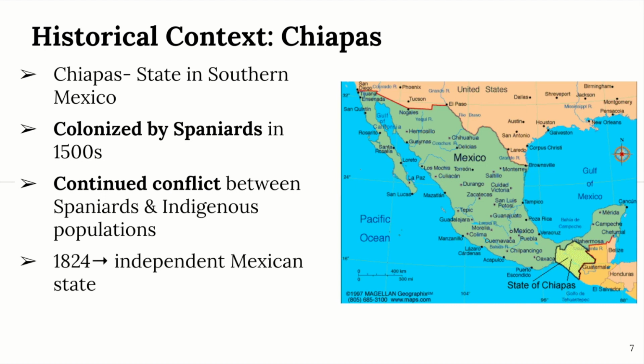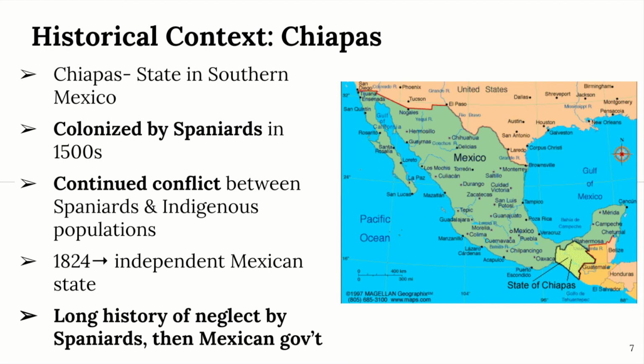Eventually, Chiapas, the state in southern Mexico, became an independent Mexican state in 1824, and that was after Chiapas declared independence from Spanish colonial rule. Fast forward many, many years after colonization, the state of Chiapas also experienced a really long history of being excluded from important reforms by the Mexican government that would increase the quality of life for those living in the state. And those folks who are from the state of Chiapas make up the majority of the Zapatista movement.